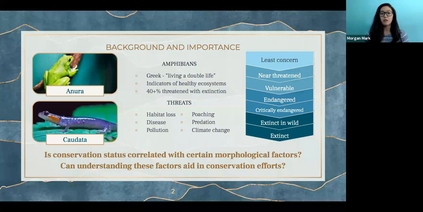So that was the rationale behind the question that I asked for this project: is conservation status correlated with certain morphological factors? For instance, body length or lifespan or ability to lay eggs on land or in the water. And an extension to that question is, can understanding these factors help in conserving these animals, therefore protecting the ecosystems and ecological services that they provide?